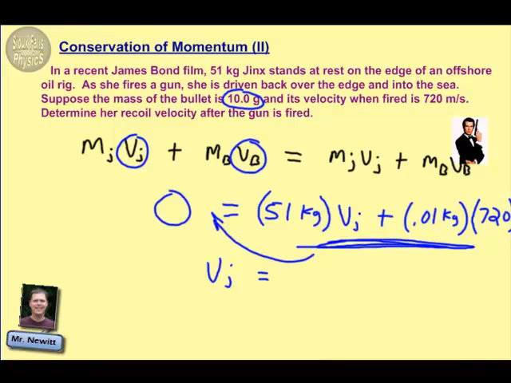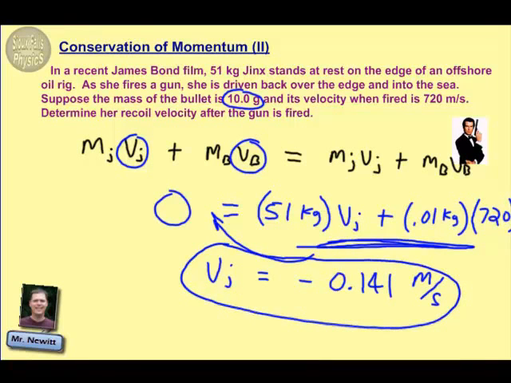We'll end up getting a value for Jinx for her velocity of negative 0.141 meters per second. Now, what is the negative indicating? Simply indicating that Jinx is moving in the opposite direction that the bullet is. All right, the bullet, let's say, is moving to the right. That means Jinx would be recoiling, her velocity to the left. All right.